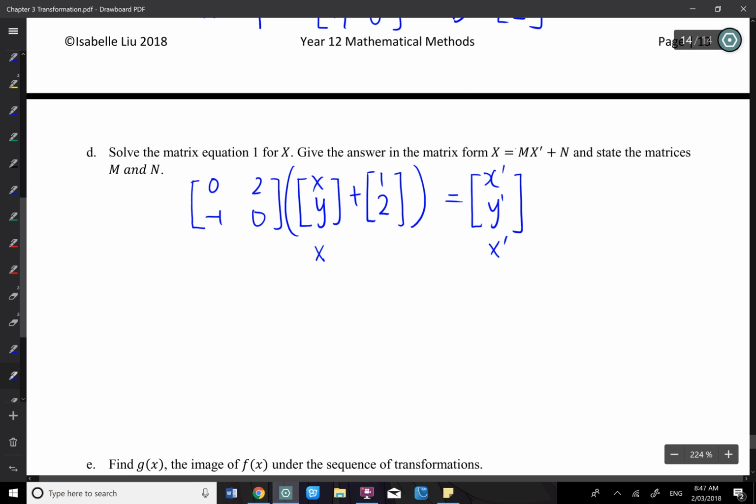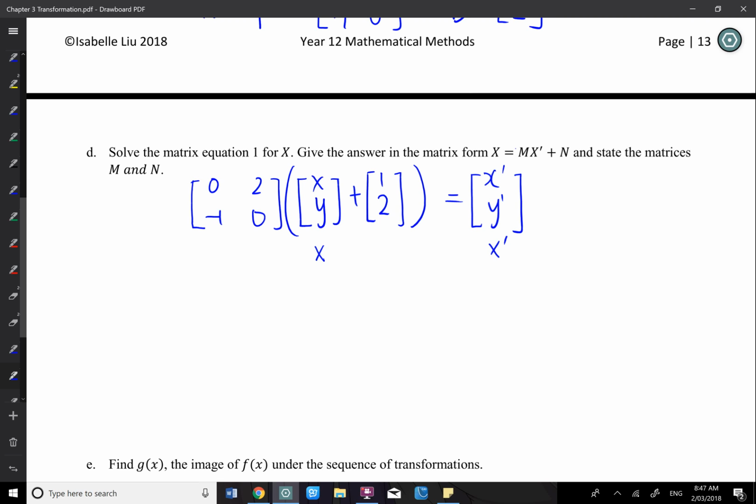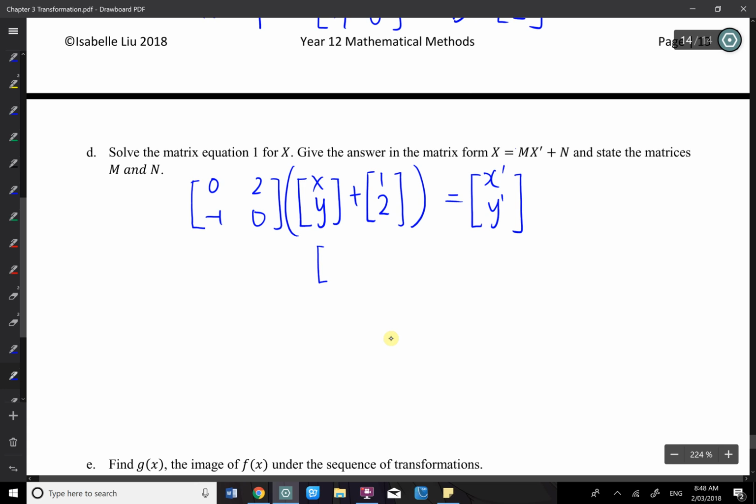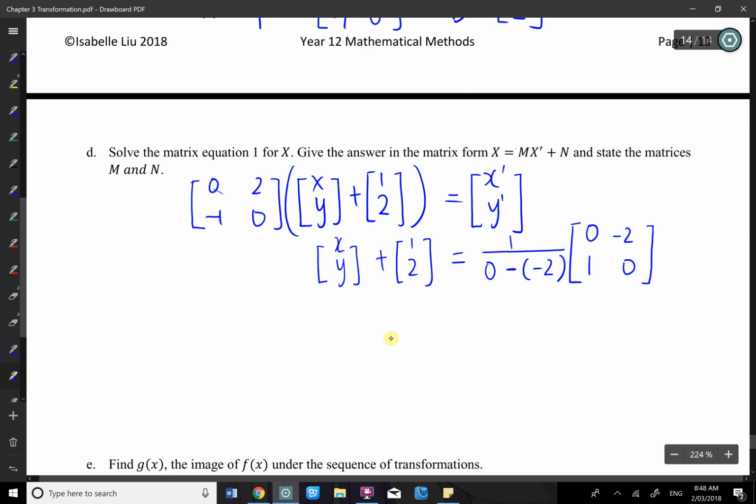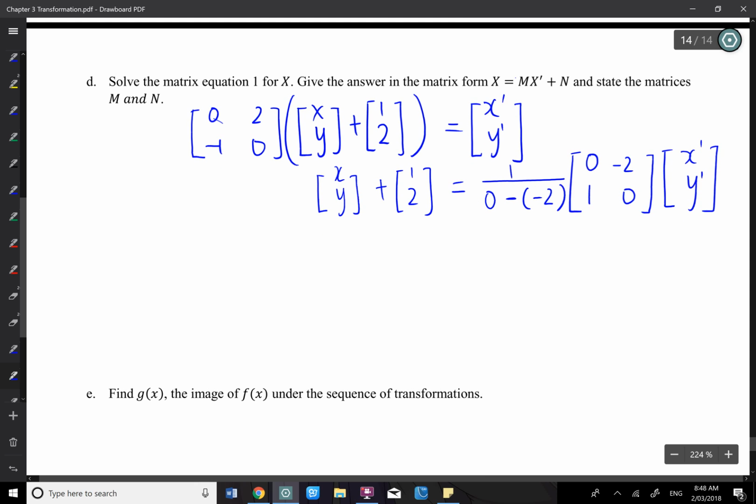Now what I want is to make x the subject. In other words, I want to solve for x. So to solve for x, I will times the inverse of that first. So the inverse of that is 1 over ad minus bc, and then I need to swap the main diagonal and negative the other two. Like this. And that will times by x dash y dash. That's the inverse of that.